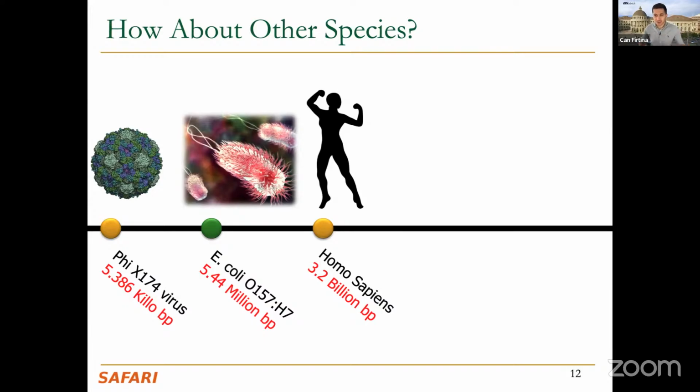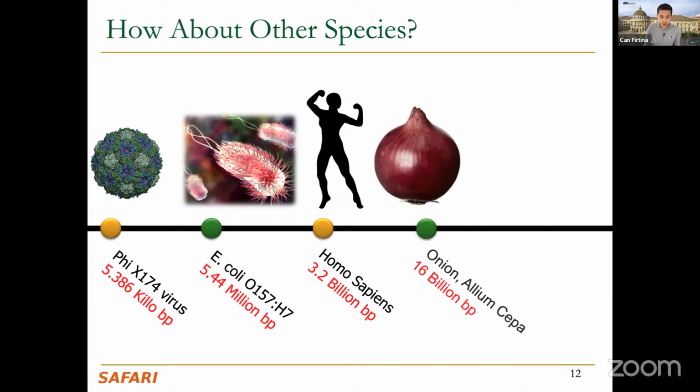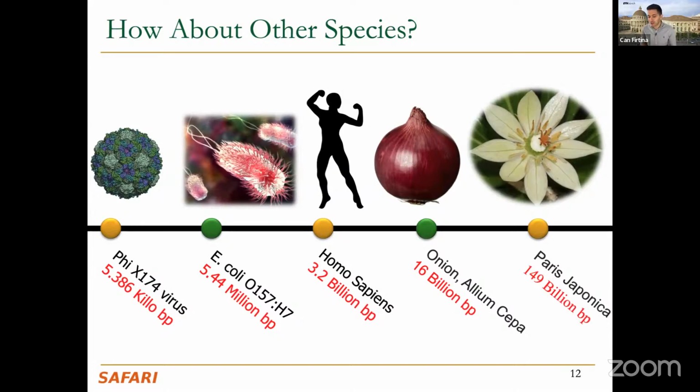So if you're already thinking that maybe the level of intelligence or the relative complexity increases as the genome size increases, I would suggest you think again, because here we have the onion, whose genome size is around 16 billion characters. And if you move even further, we're going to see genomes of even larger sizes. Essentially, plant genomes are usually larger than those of other species.